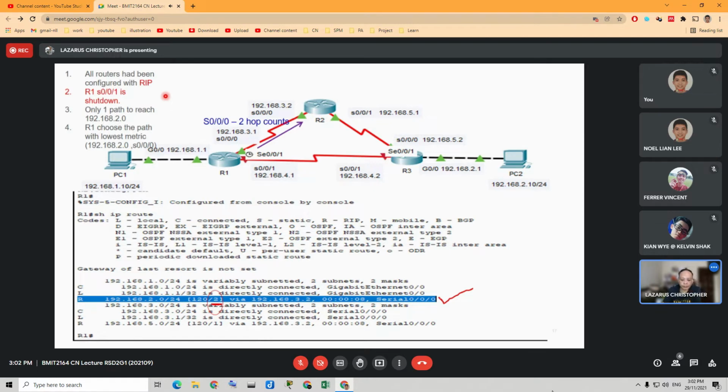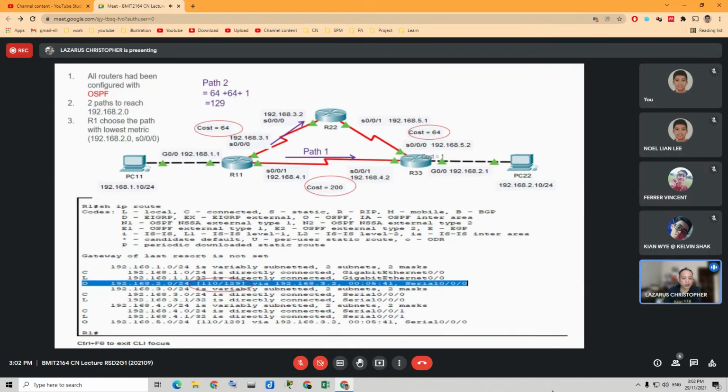All right. So that's hop count. Let's look at the next one, which is OSPF. In this scenario, the router is configured with OSPF to enable OSPF instead of RIP. Again, there are two paths to reach 192. R1 chooses the path with the lowest metric. The metric, if you recall, is the total accumulated bandwidth, if I'm not mistaken, and it's given as a cost.